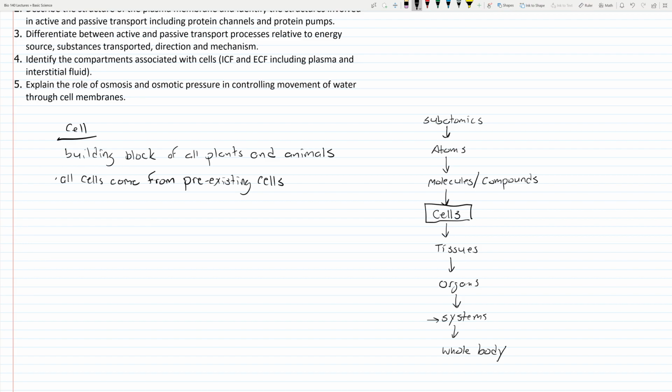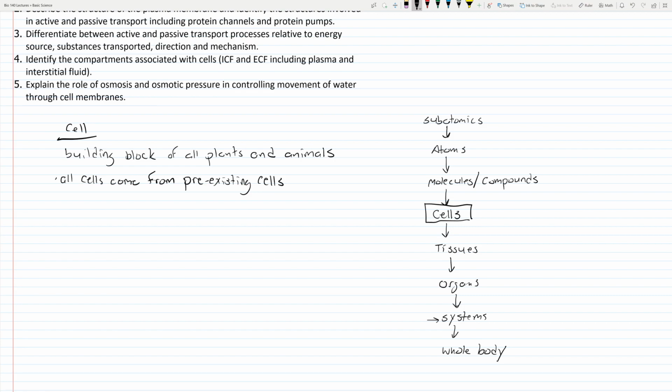Let's say you have 10 cells. Those cells came from cells before them. That's all you need to know. Don't try to follow this back to its nearly illogical conclusion, because there had to be a cell that just came from nowhere, honestly, if you want to get into the nitty-gritty. But for us, all cells come from individual cells.